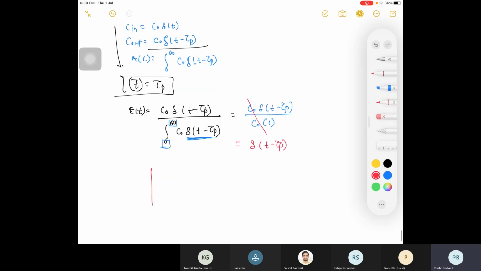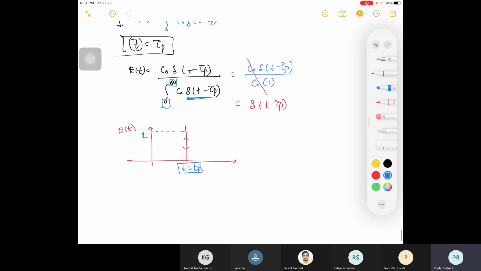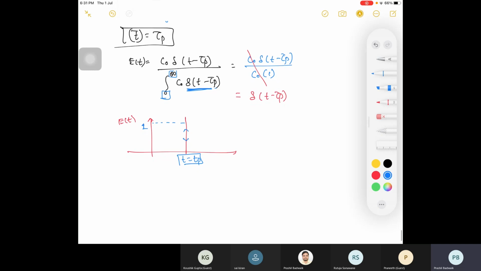So now in the E curve, what you will get? You will be having a sharp edge, and you will be having this value as 1 at time t equal to tau p. At t equal to tau p, you will be having this kind of E curve.